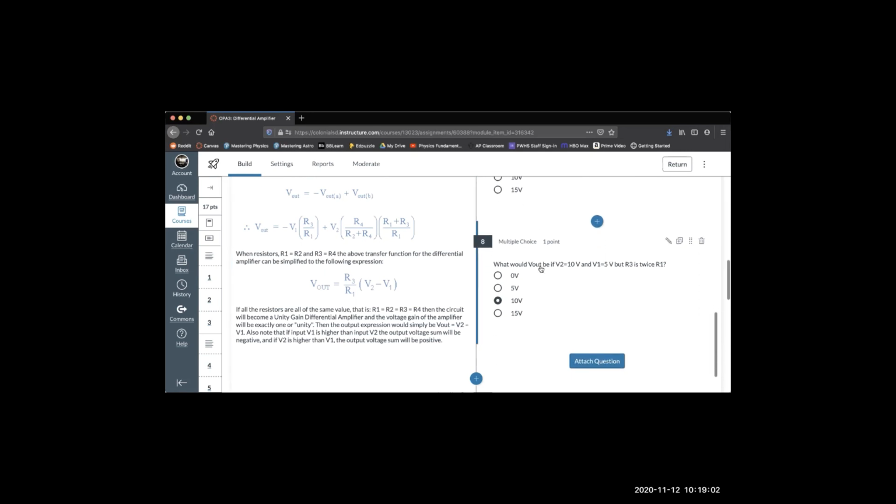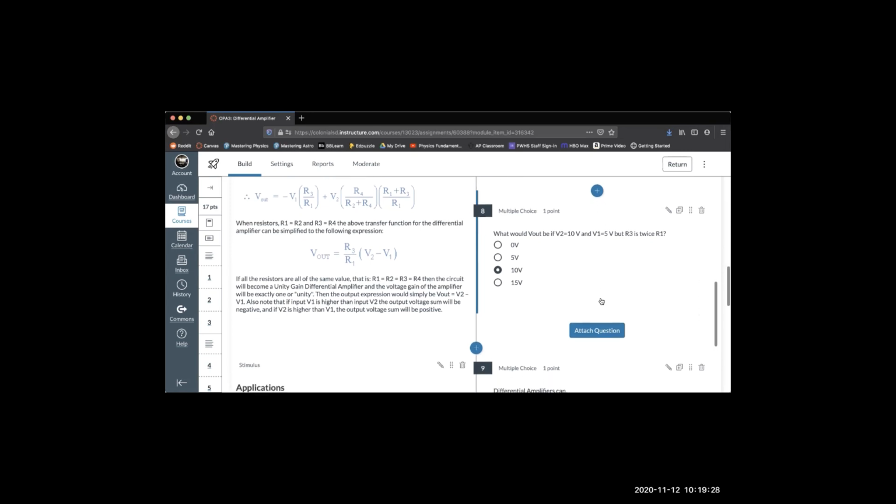And then a final challenge there. What would V out be if V2 is 10, V1 is 5, but R3 is twice R1? Well, then this would be 10 minus 5 is 5 times, if this is double what this is, this will be 2. So it's 2 times 5 is 10. So a very little bit of algebra and arithmetic there just to ruin your day.